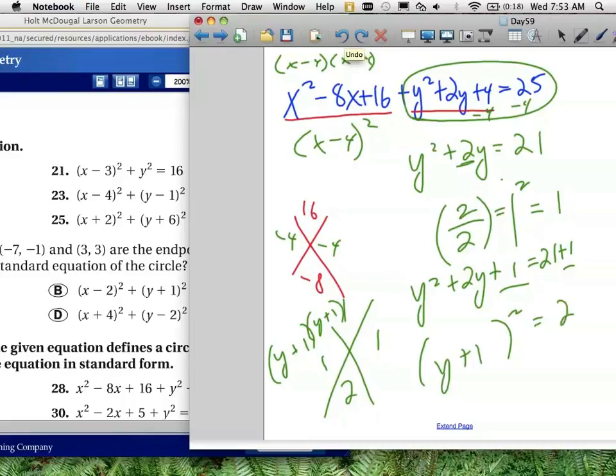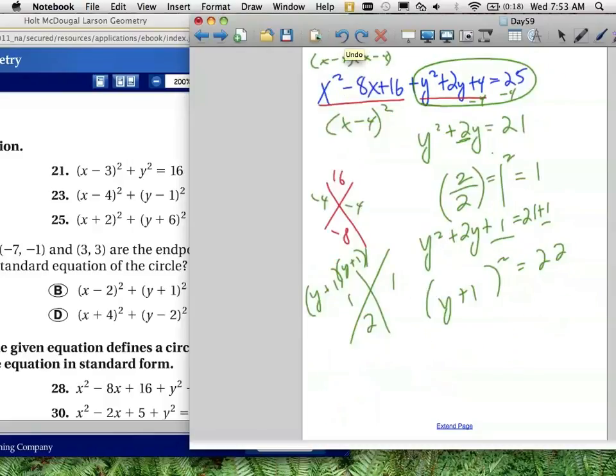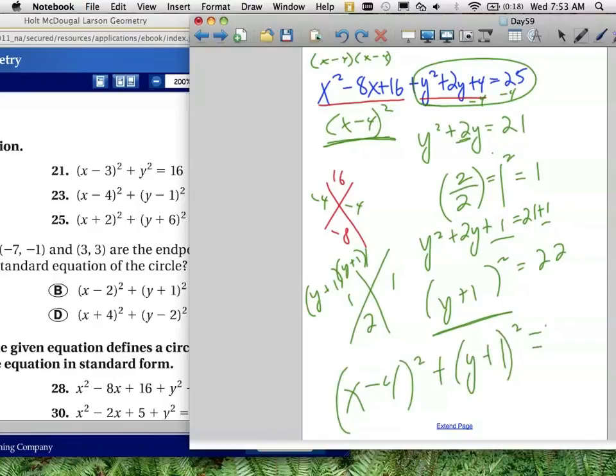equals 22. So now I have this, and I have this. So I have x minus 4 squared plus y plus 1 squared equals 22. Now I have it in the right form. What's the center? Positive 4, negative 1. And what's your radius? You can just say square root of 22. Not 11. That'd be 21.